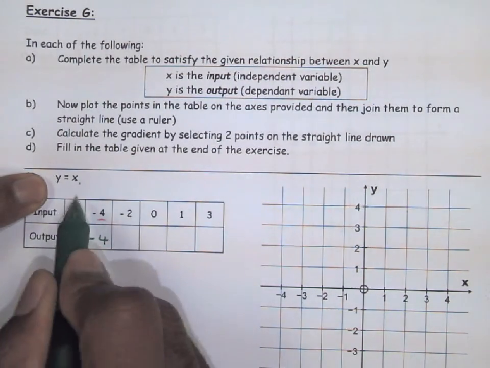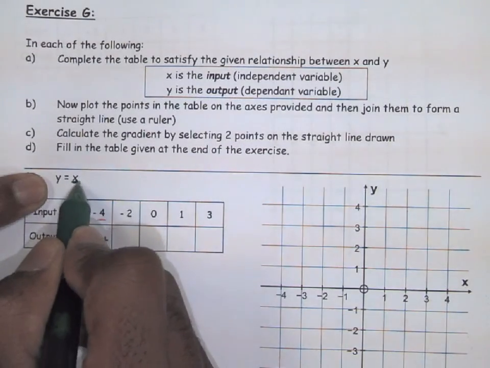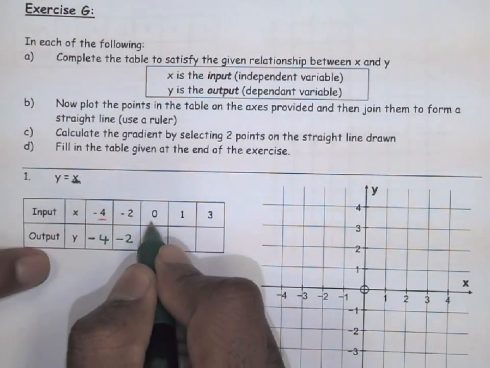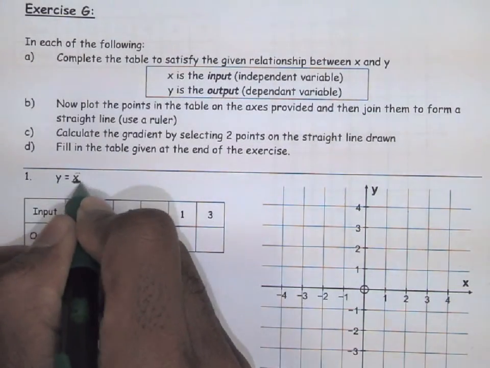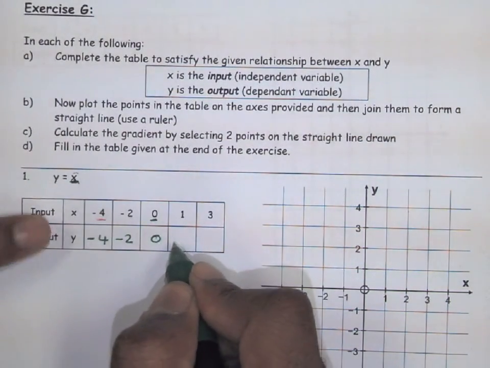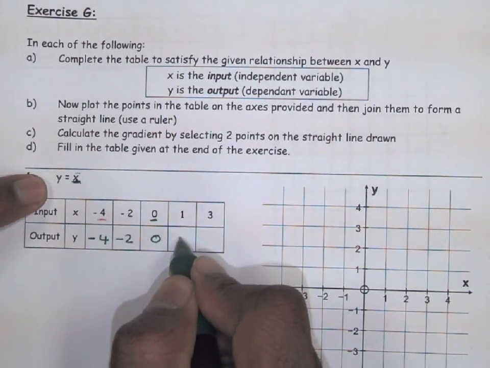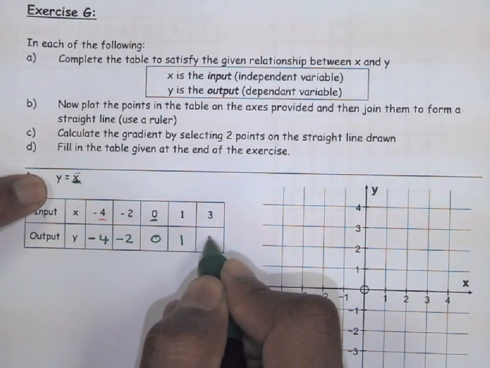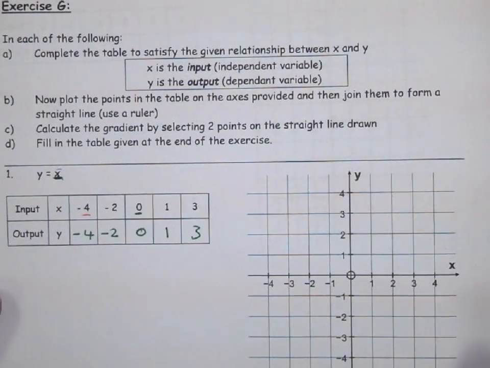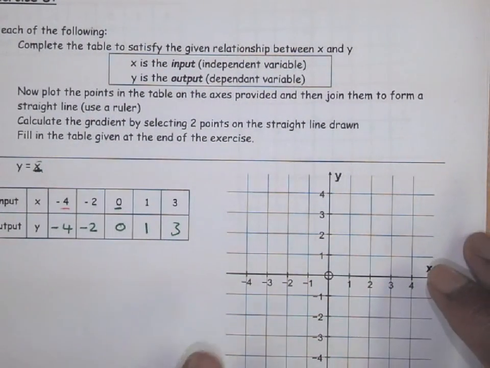Also, we take that x, we substitute it there, we get that y is -2. We take that x, we substitute there again, we get that y is 0. And similarly, y is 1 and y is 3. Then now join the points. So we join the points.